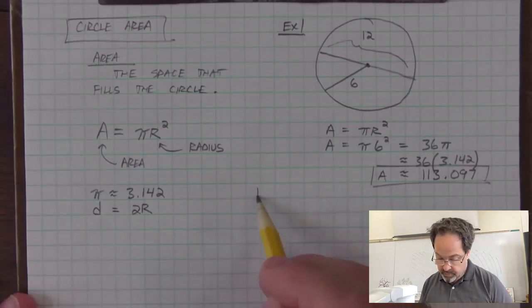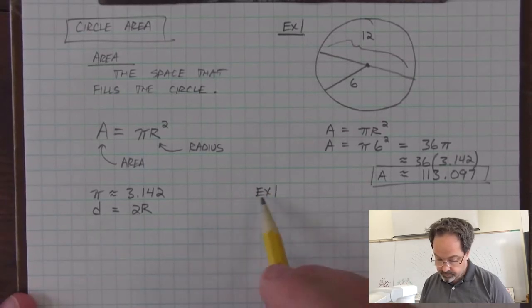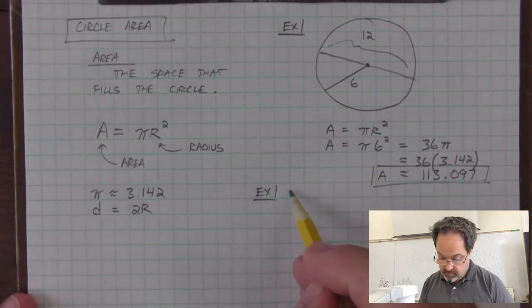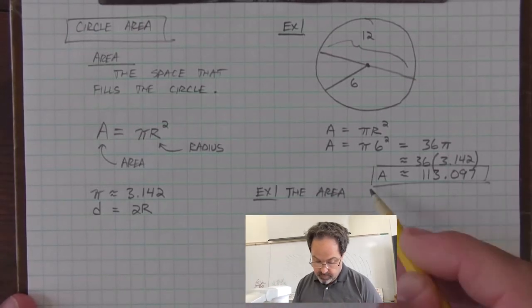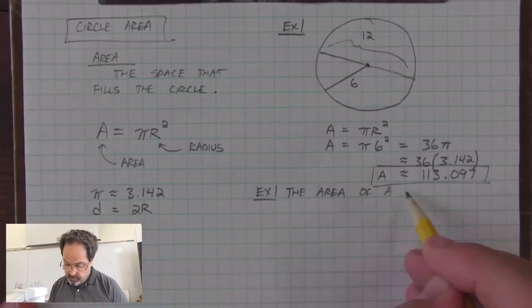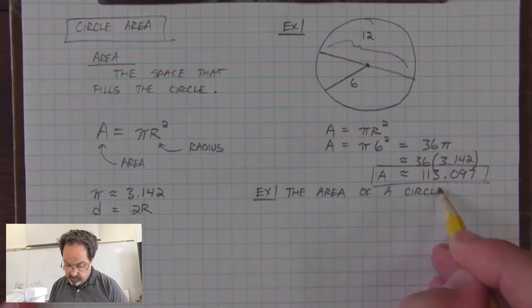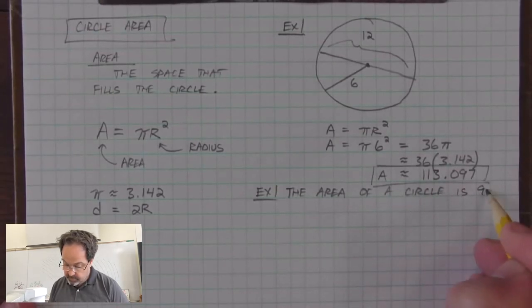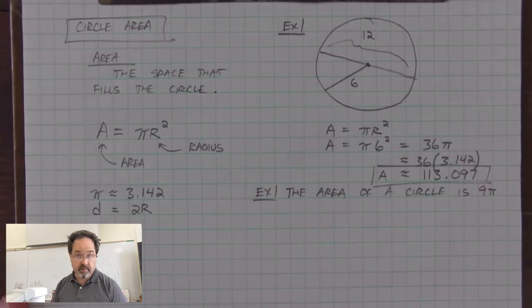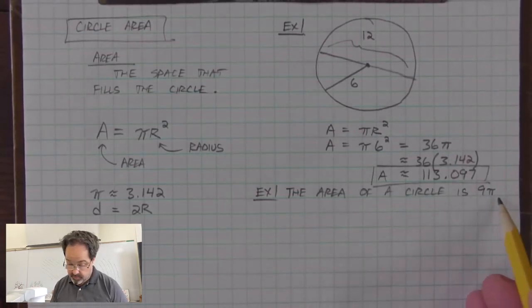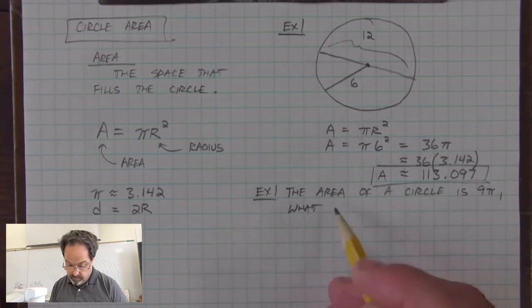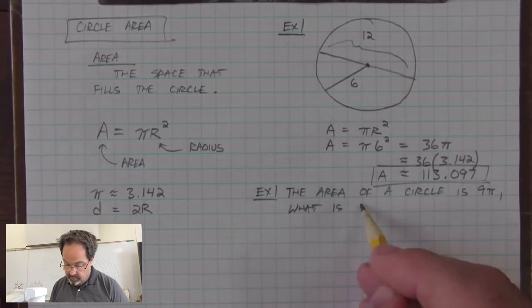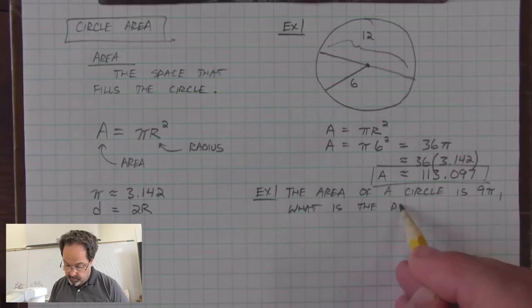Let's work one more example. Let's begin. The area of a circle is 9 pi. The exact area is 9 pi. And we're asked, what is the diameter?